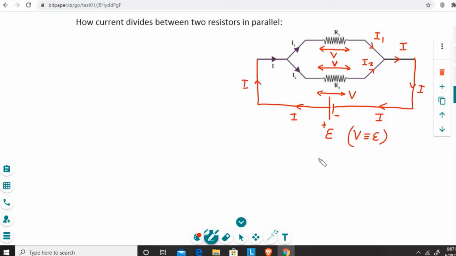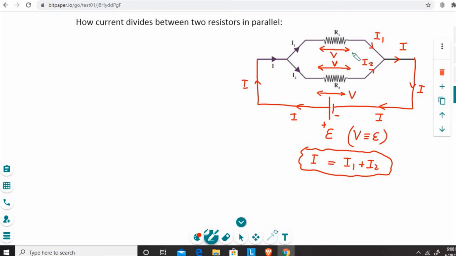Now from conservation of charge, you should also know that I is equal to the sum of all the currents in the branches. So I equals I1 plus I2. This is another way of saying charge is conserved. So two important things: conservation of charge is obeyed, and the voltage across each resistor would be the same, and that is equal to the voltage across the battery or the EMF device.